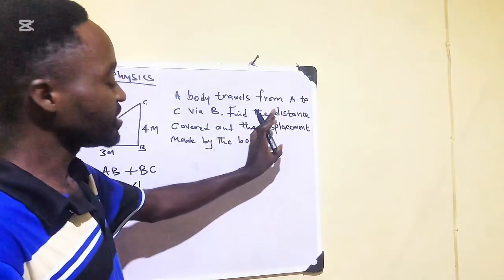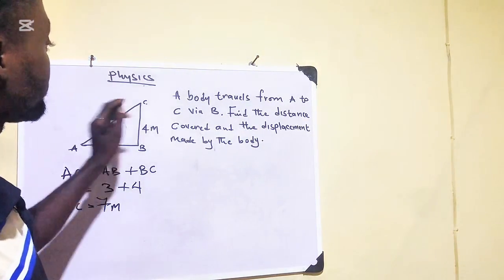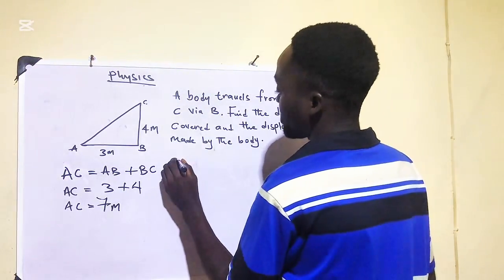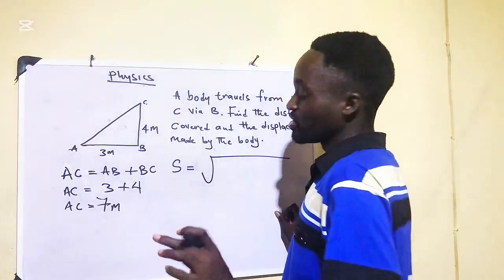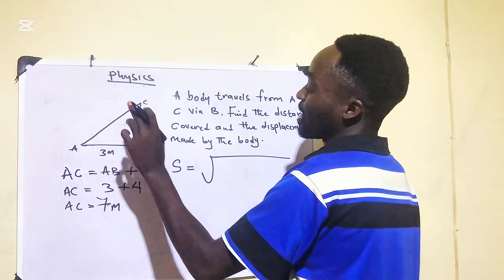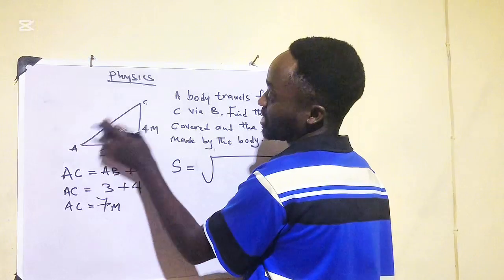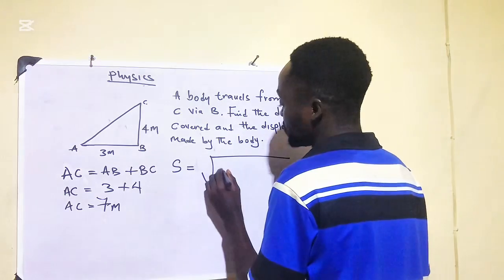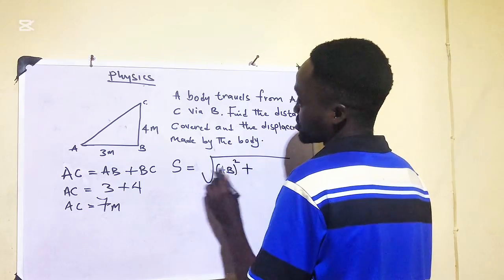Now, if you are looking for the displacement, remember I told you displacement is only concerned with the shortest distance followed. So to find the displacement of this body, the formula for displacement is given as S equals the square root of AB squared plus BC squared. Because for the displacement, we are talking about this part from here to here, we can find it using this formula.